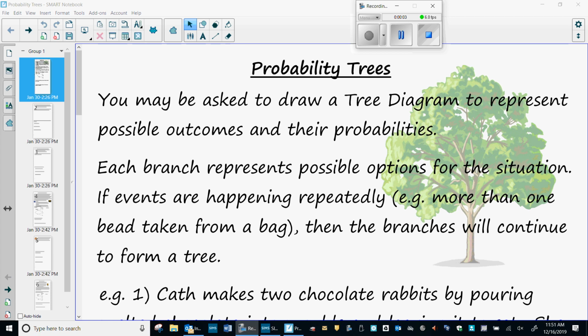Probability trees. Okay, so like when I put the tree in the background, so I can share that.